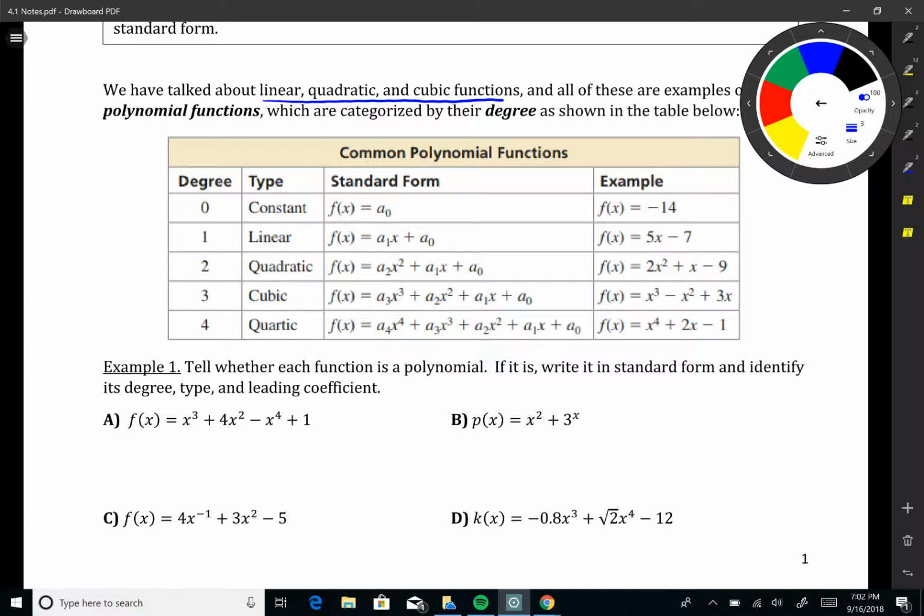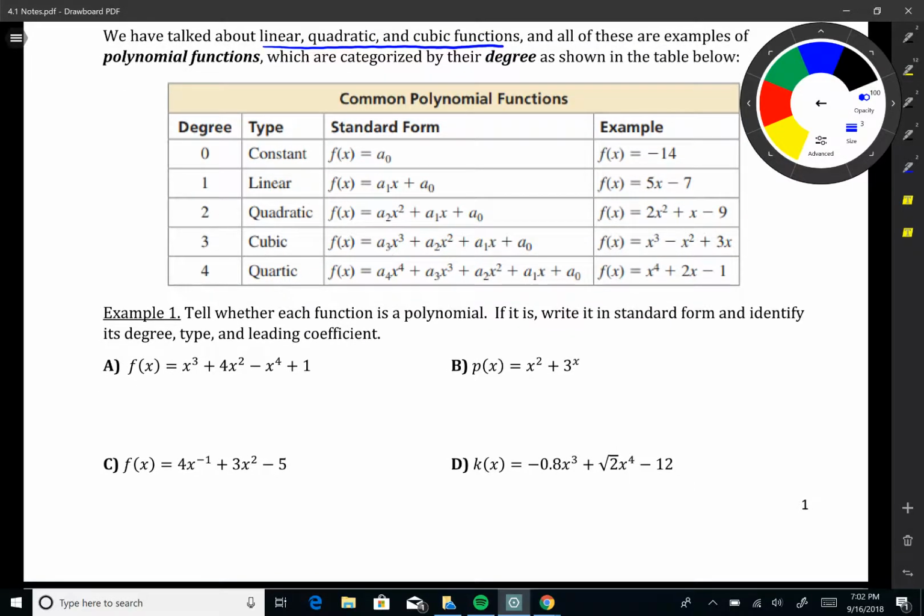Okay, so this is what our first learning target entails. First, we are going to tell whether each function is a polynomial, and if it is, write it in standard form and identify its degree, type, and leading coefficient. So to determine whether it's a polynomial, we really just have to look at its exponents and make sure all of the exponents are whole numbers.